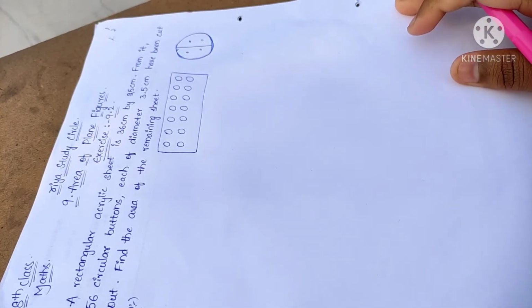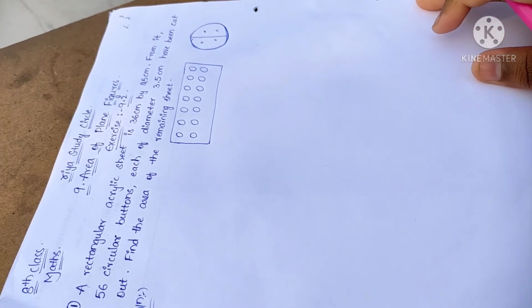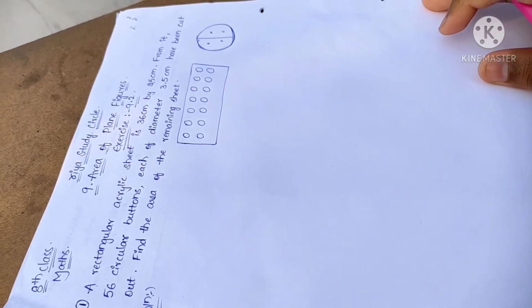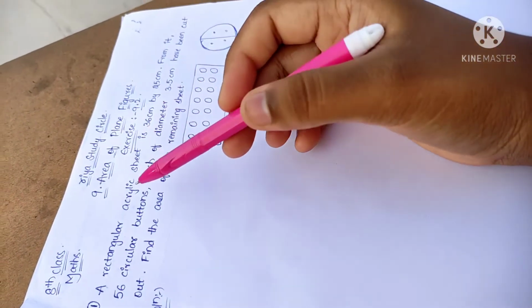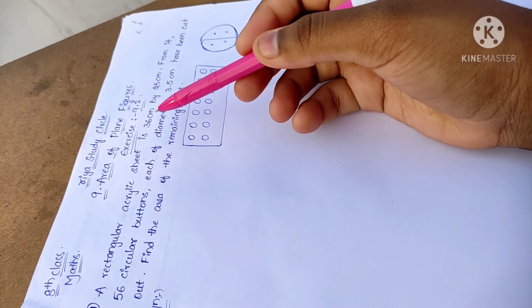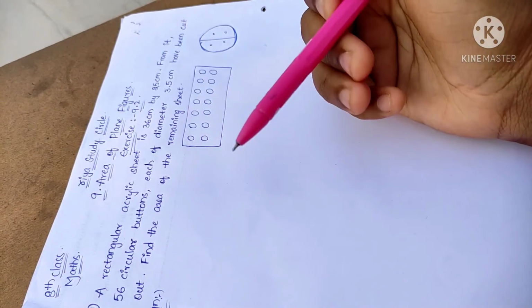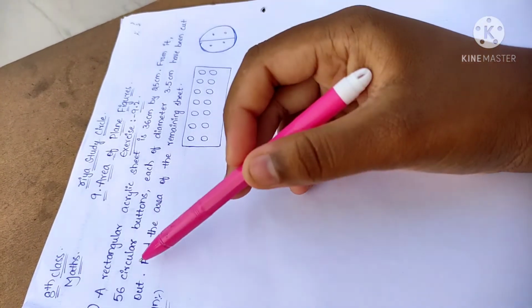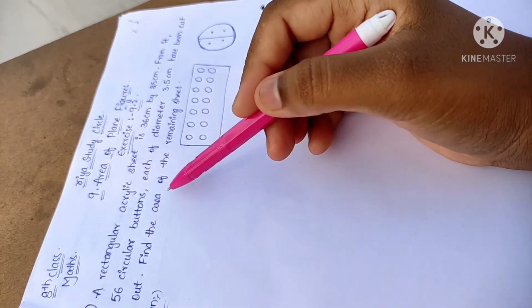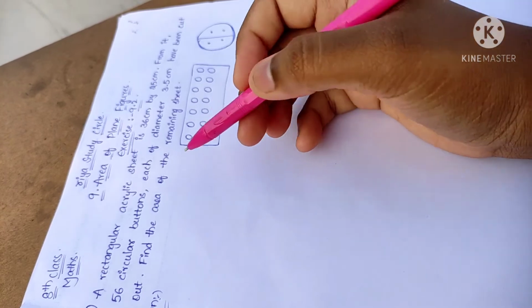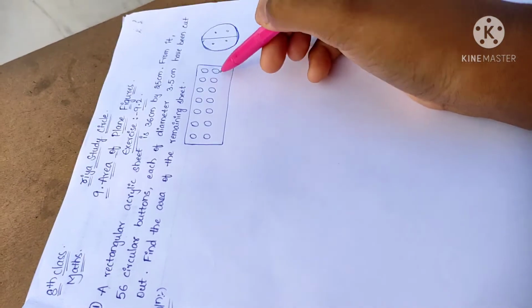Today I am going to explain about 8th class maths chapter number 9, area of plane figures. In that exercise 9.2, first problem. A rectangular acrylic sheet is 36 cm by 25 cm. From it 56 circular buttons, each of diameter 3.5 cm have been cut out. Find the area of the remaining sheet.